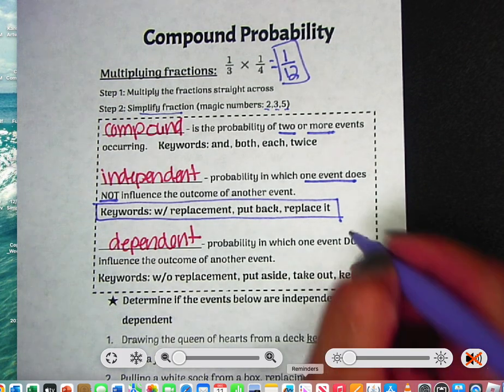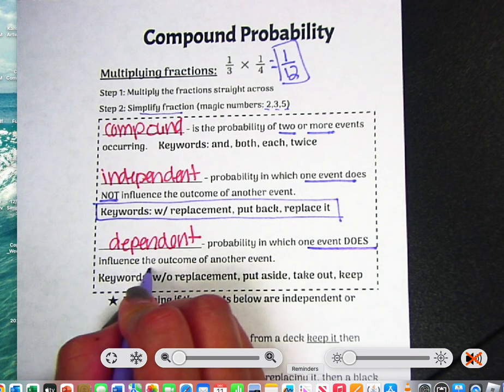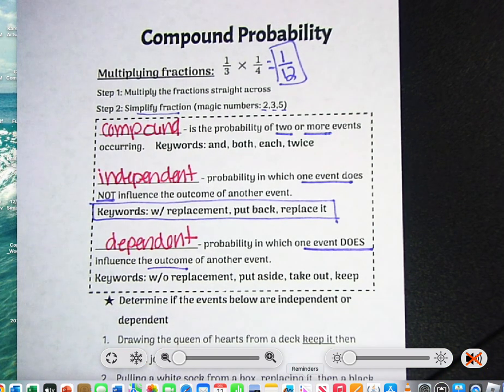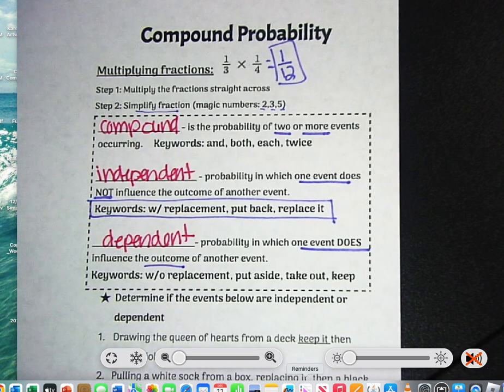Dependent means that one event does affect the other outcome. So if we go back to the bag of candy, I grab a piece of candy, I eat it. Now I have a different amount of candy in the bag, so it will affect the second outcome. So now let's look at some examples and label them as dependent or independent.